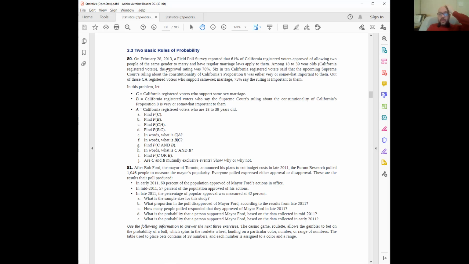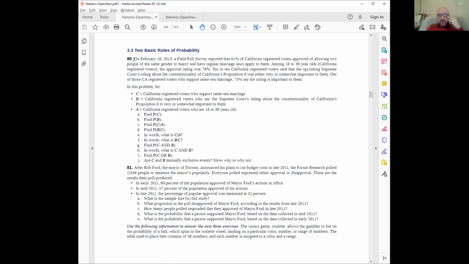And then we're gonna go reread this. So C is California voters who support same-sex marriage. I presume they mean the percentage of California voters who support same-sex marriage. This is oddly worded. This should really say, pick a California registered voter. C is the event that the person that you picked supports same-sex marriage, right? That's really the way this should be worded, given the terminology that you're using from here on. We're going to ignore that. I think it's reasonably clear what they mean. So California registered voters who support same-sex marriage.